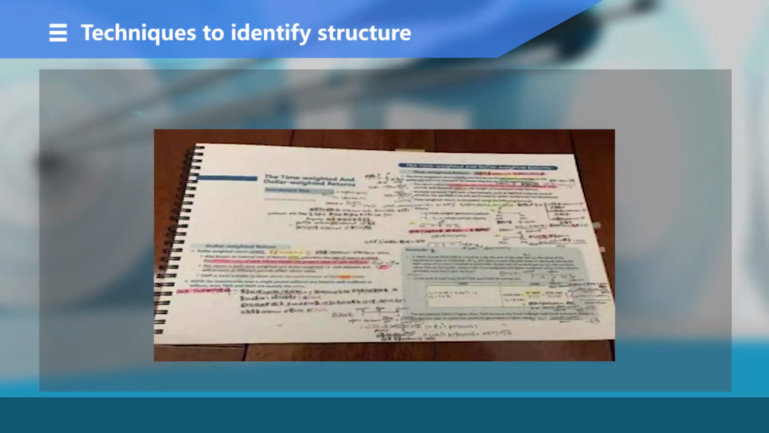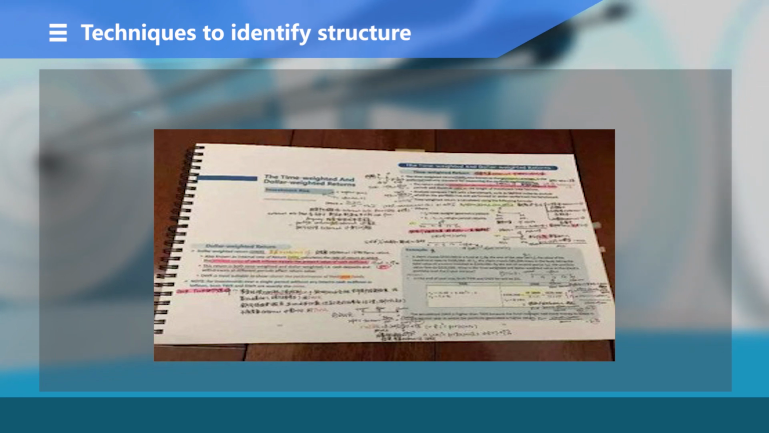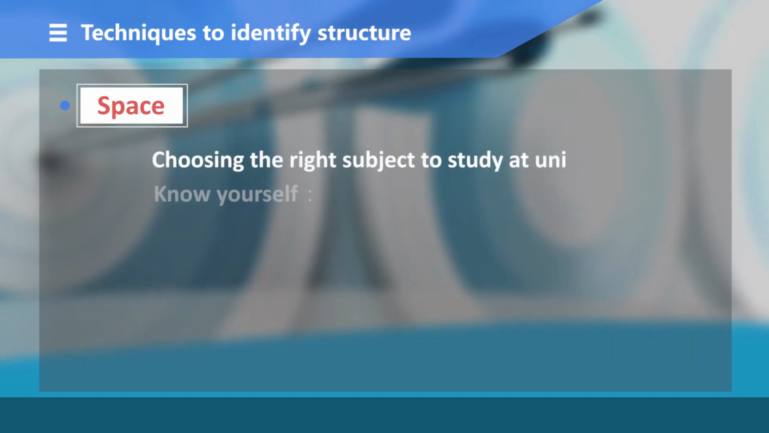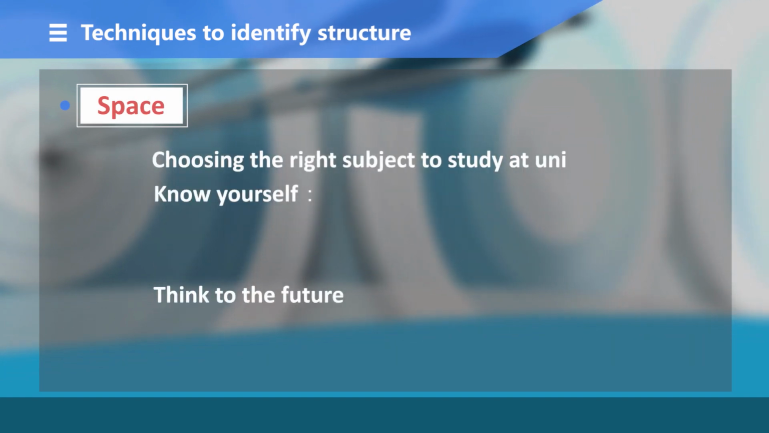Now I will introduce one method to identify the structure. As you listen to a lecture and take notes, an easy way to record a lecture structure is using space. List the general points along the margin of the page.